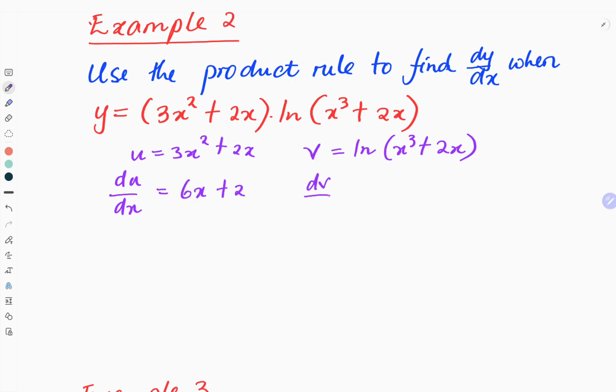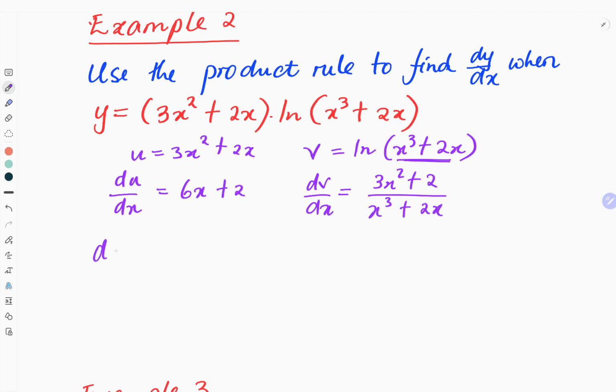And your dv/dx, remember how to differentiate the logarithmic function? If you have forgotten, please revisit the previous lesson. To differentiate that, you just find the first derivative of the algebraic part, and that will be 3x squared plus 2, then divided by, you just rewrite the whole function, x cubed plus 2x.